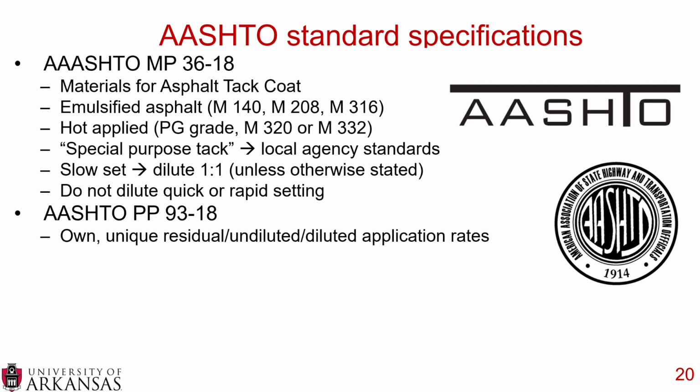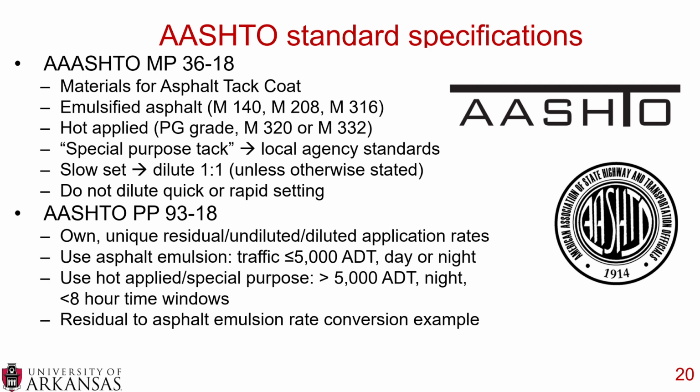So I went through those tables on the previous slide. AASHTO PP93 has its own table with its own application rates, and it is not identical to anything we saw, but it's certainly in the ballpark. They recommend using asphalt emulsion when traffic is less than or equal to 5,000 ADT day or night. And they recommend using hot applied or special purpose when ADT is above 5,000 at night, or if you have a less than 8-hour time window during construction.